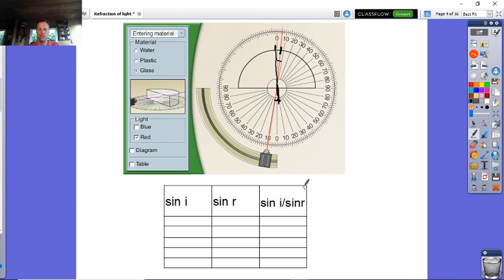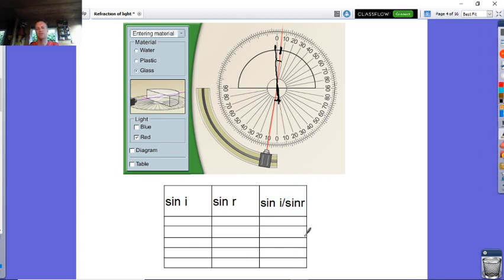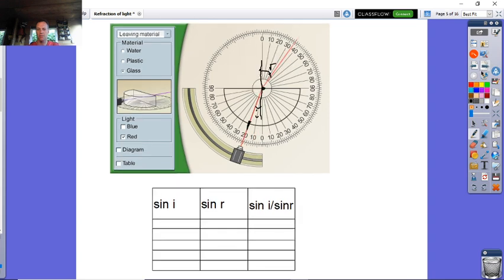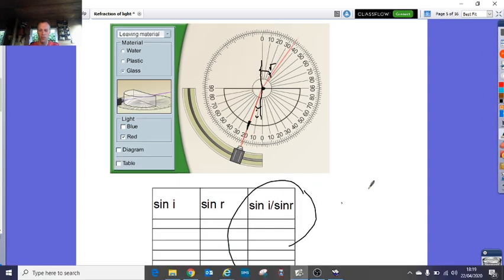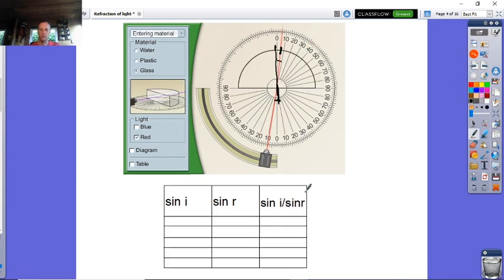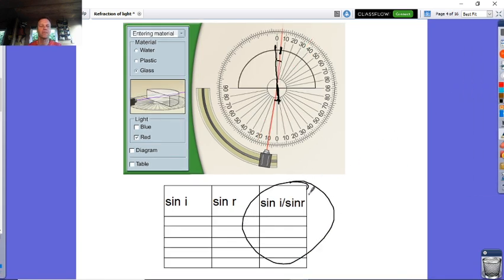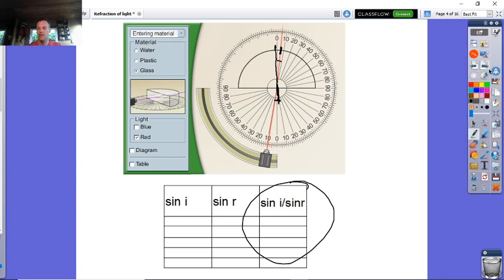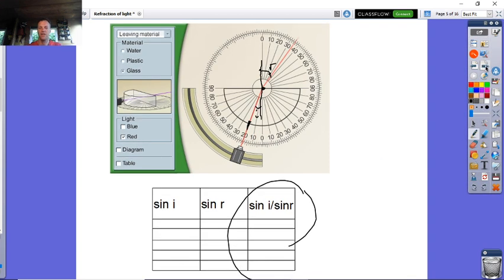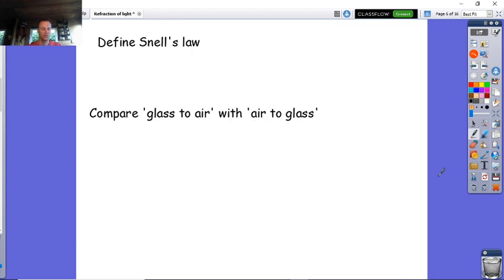And I want you to do the same here: work out sine I divided by sine R. Now, I'm going to stop the video here, because I want you to look at this number you work out here and then go back and work out the number you worked out there. I'd like you to get your thinking caps on. Is there a link between them? And then I can explain to you Snell's law.